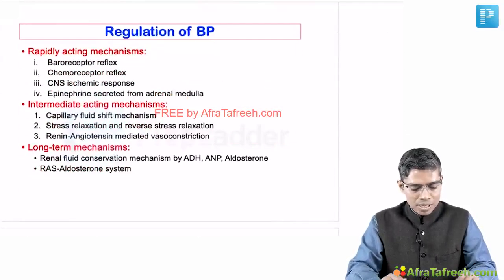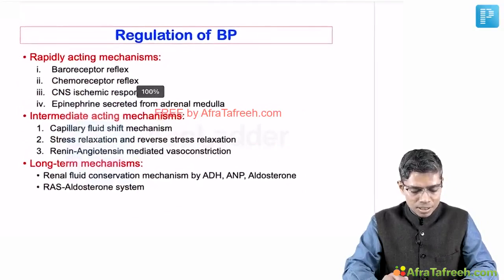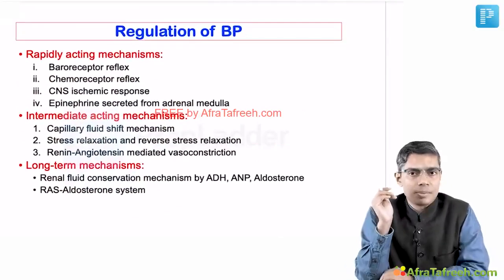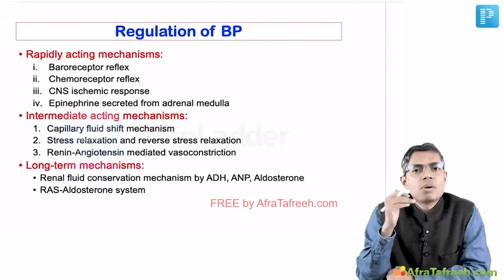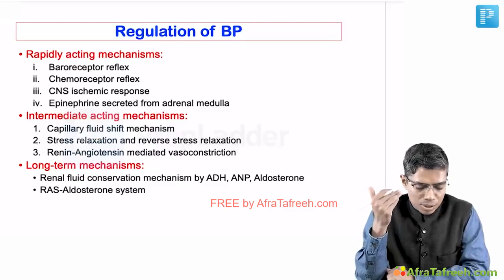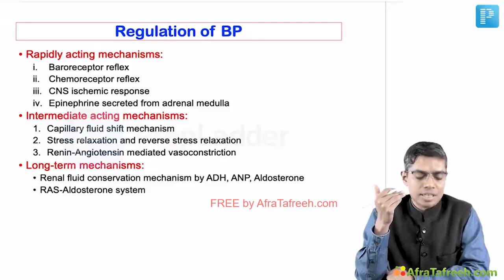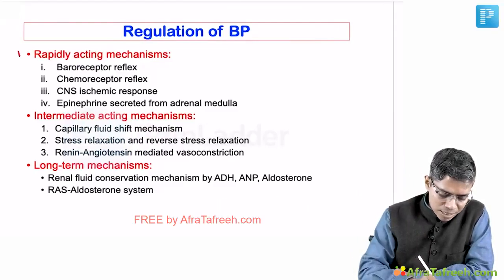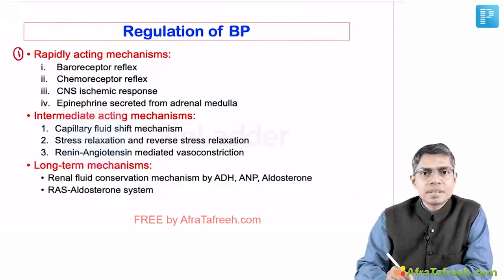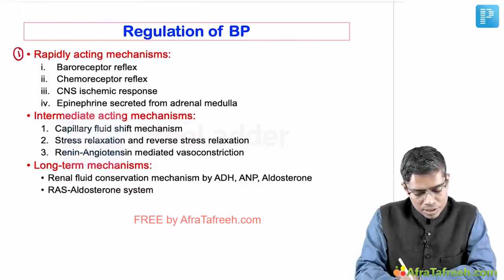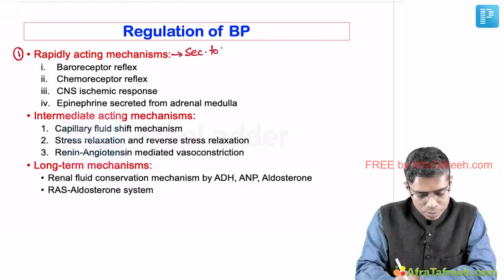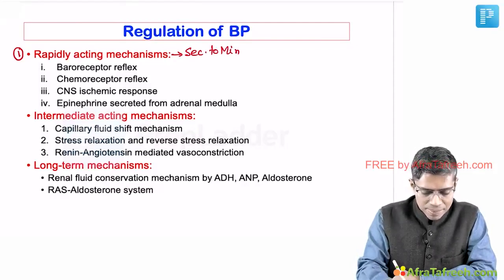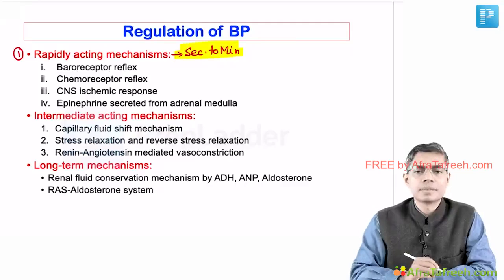Okay, now we are coming to the regulation of the blood pressure topic. So now we know different types of blood pressure. Now we are going to understand how this blood pressure is regulated. So as you can find out here, there are three major groups of mechanism. Rapidly acting mechanism: this mechanism will start working within seconds to minutes. That's why they are known as the rapidly acting mechanism.